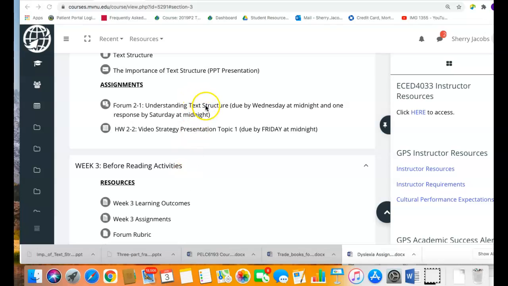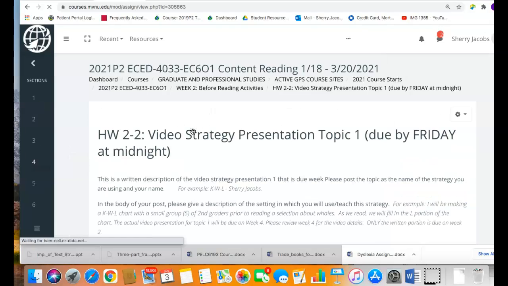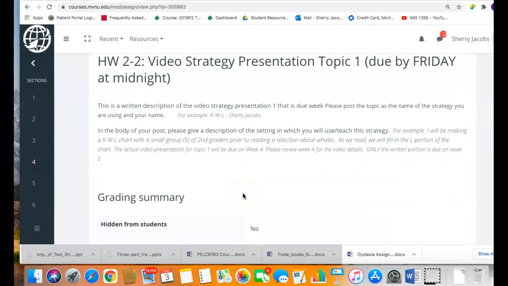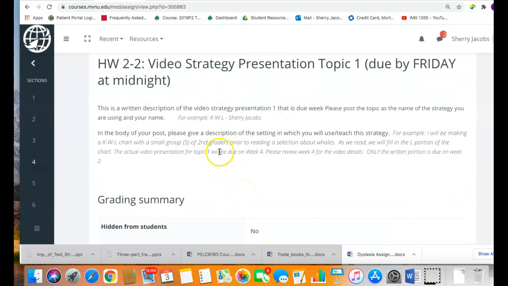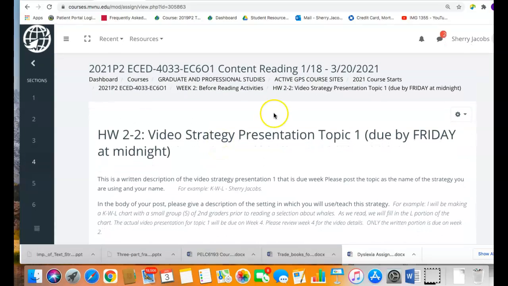So here are the actual assignment slots on Moodle for week 2. Your understanding of text structure is due, your initial post is due by Wednesday at midnight, and response Saturday at midnight, like all courses at MVNU. And this is that video strategy presentation topic, and I have those same directions in here for you to see.